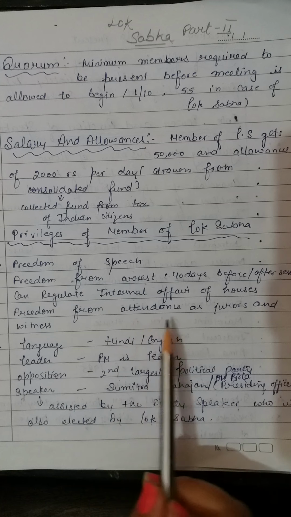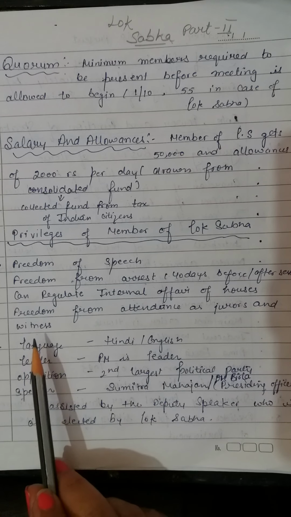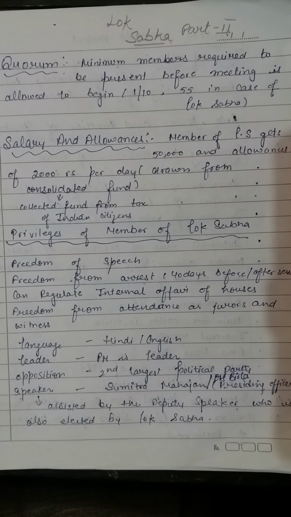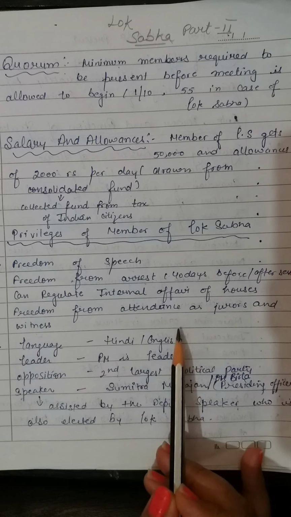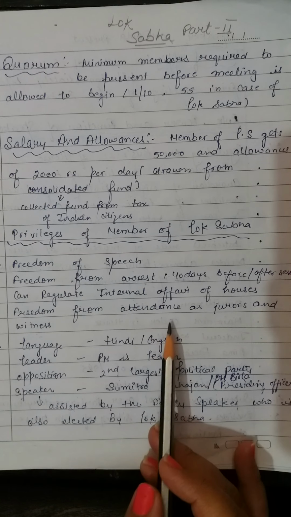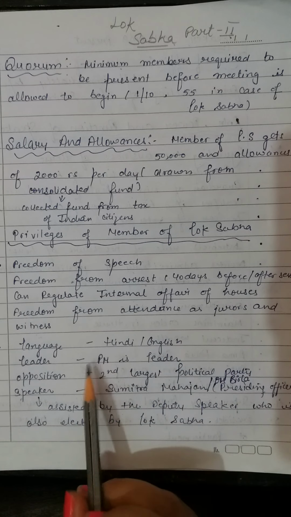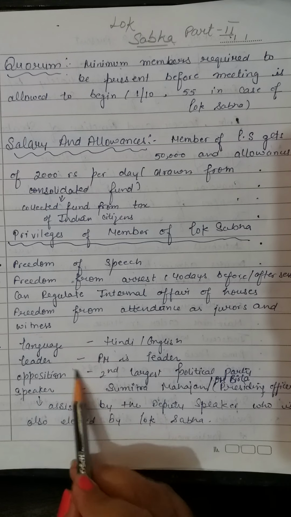Next is freedom from attendance as a juror and witness. Sometimes there are persons who have done something wrong, and if they are members of the Lok Sabha, they are free from any obligation to go to the court and be a witness. And in the Lok Sabha, which language is used? Hindi and English.